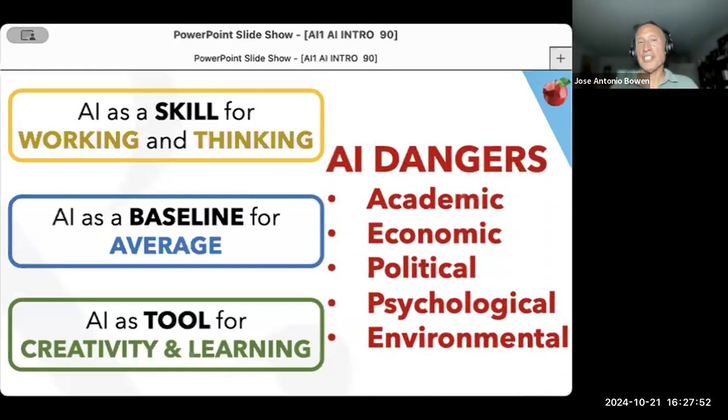But you should not forget where we started, right? AI is also very, very dangerous. It has academic dangers, economic dangers, political, psychological. I predict that AI will have a negative effect on the birth rate because, right, who wouldn't want a partner who laughs at all your jokes and gets all your references, right? I'm just making a prediction, not something I like.